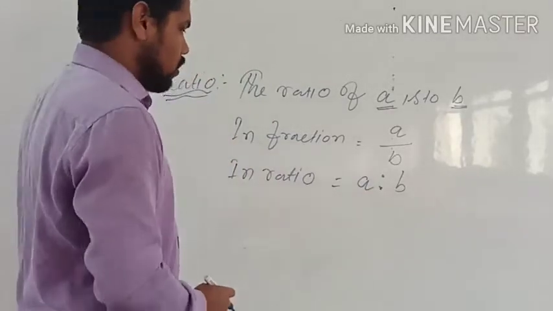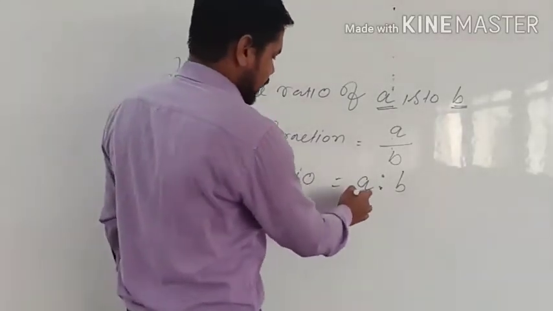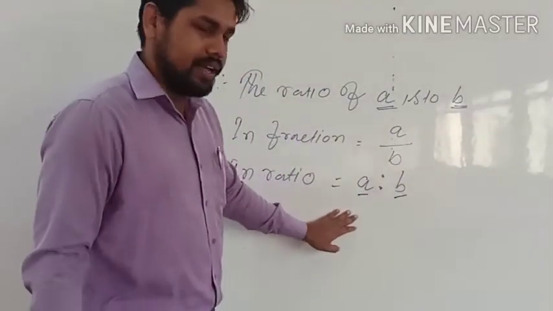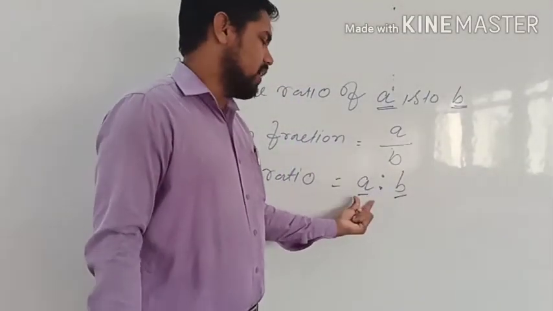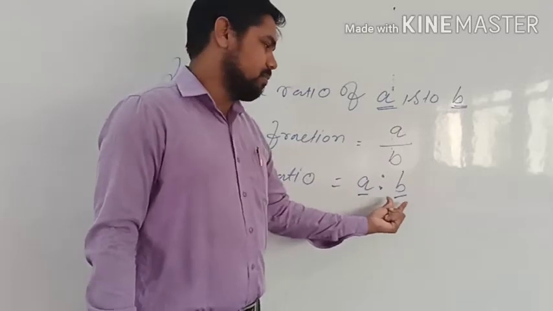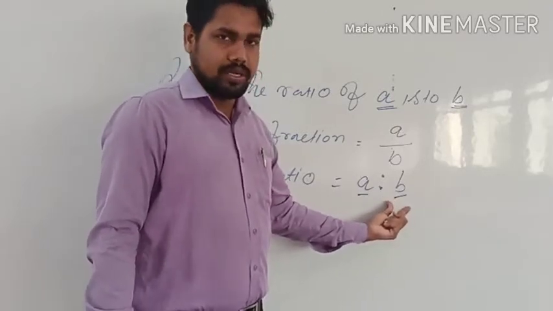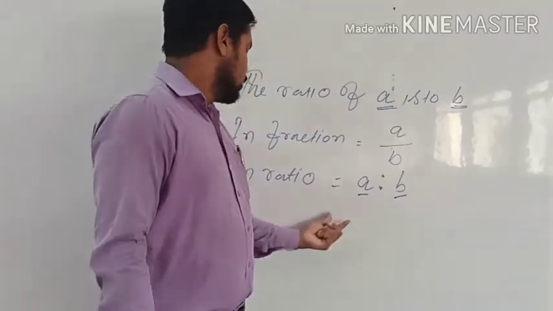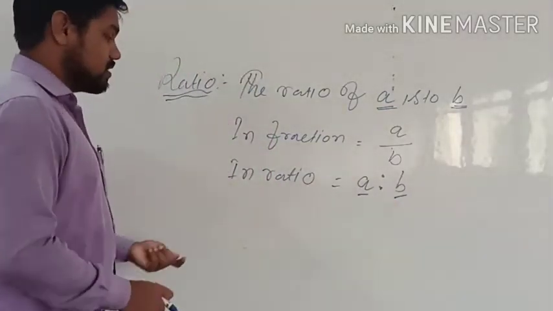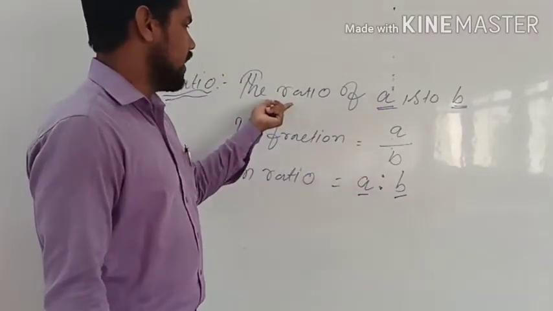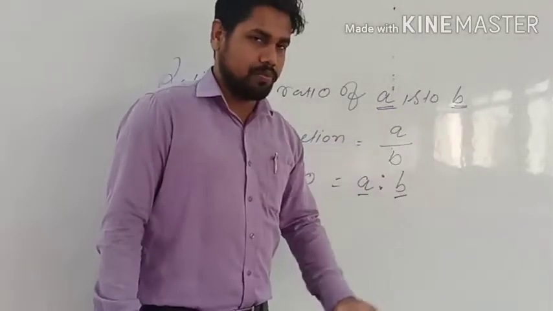Okay. So now we have two terms. One is A, another is B. Here I have taken an example, so instead of A you can take one number, instead of B you can take another number. Okay. So these are the two numbers, these are the two integers. So now this is in ratio. This is in fraction, and this we can read as the ratio of A is to B.